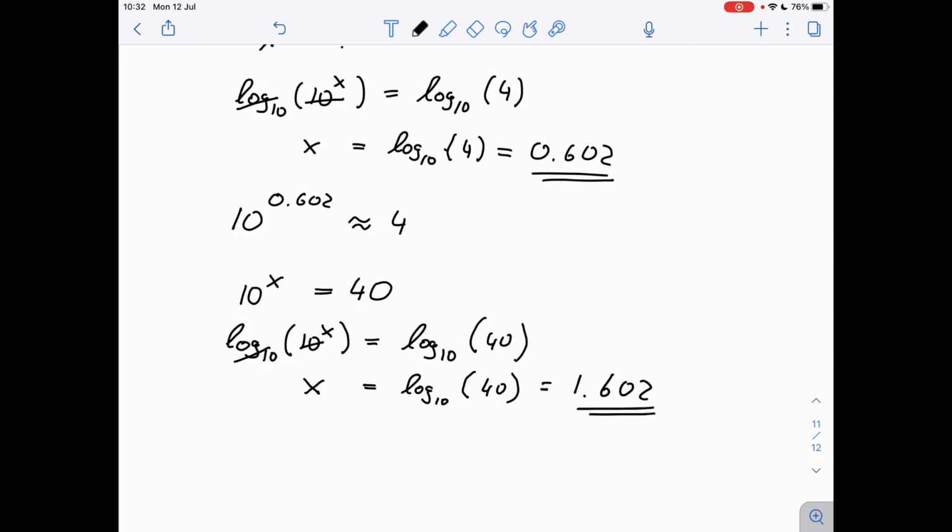And you probably notice, if you look carefully at the numbers here, you see here we've got 602 and here we've got 602. And the only difference between them is the 0 and the 1. So for the 4 we have a 0 here, for the 40 we have a 1 here. And that actually is incredibly helpful when we want to do calculations with logarithms.